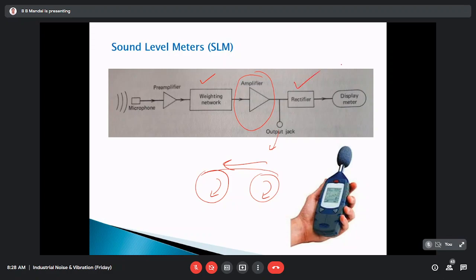a rectifier. So can you tell me what this rectifier is doing here? In analog meters, in digital the process is a little different, but in an analog meter, what is this rectifier doing here? Have you heard about rectifier before? Do you have electrical technology in first year or second year? Yes, yes, heard. You heard about rectifier.